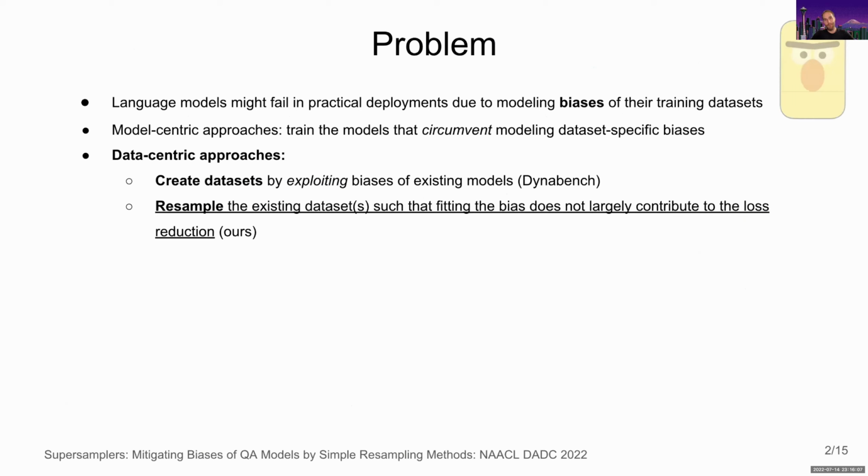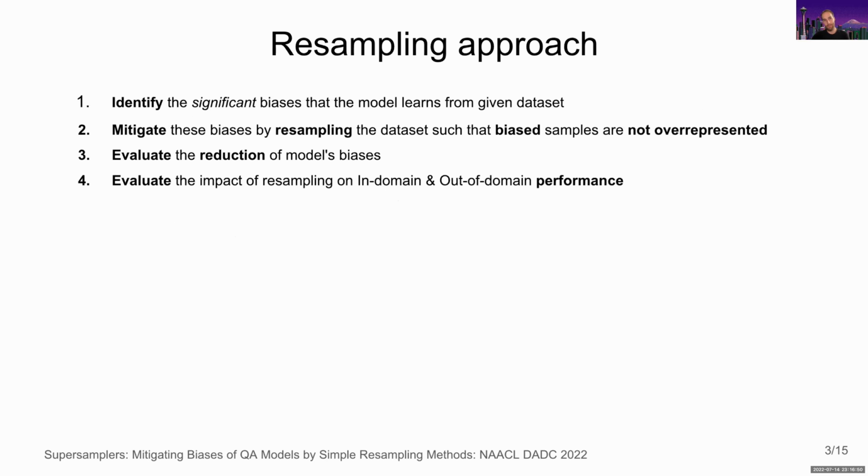So I suspect it will not be a surprise for you that NLP data sets contain a lot of biases that we might want to circumvent from modeling by our models. Model-centric approaches do this by adjusting the training process, the objectives, or other arrangements. In our approach, we attempt a simple data-centric approach, where we simply resample the existing data sets such that the fitting of these data sets might not expose the biases as much. I will talk about that a bit more in the next slides.